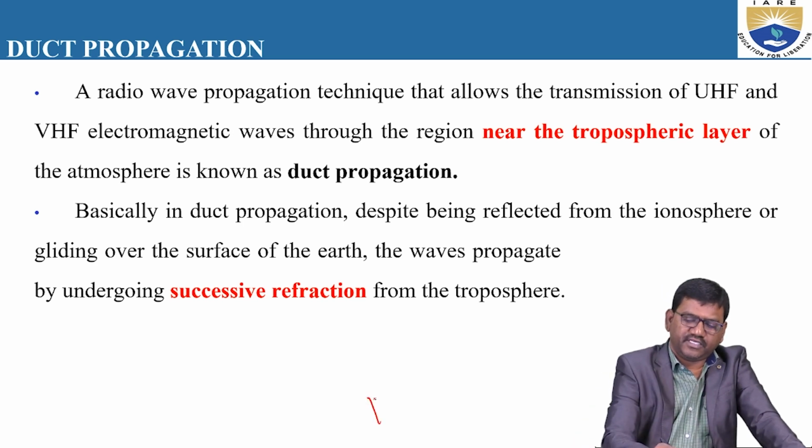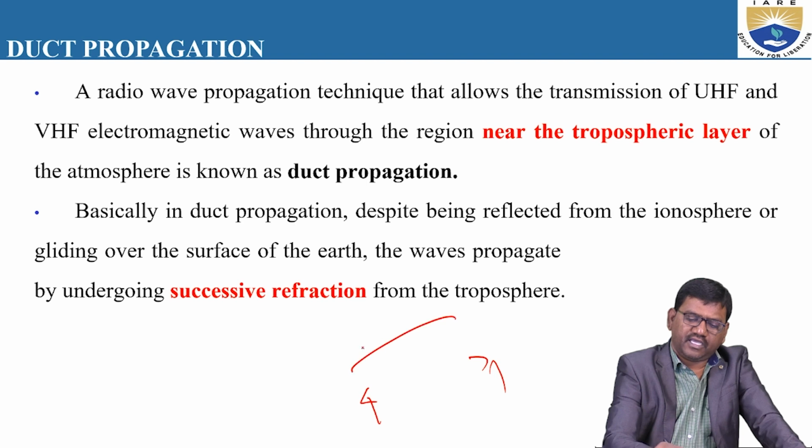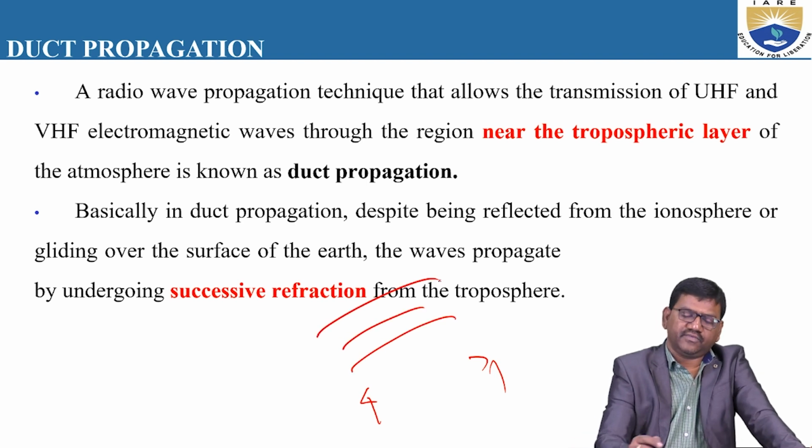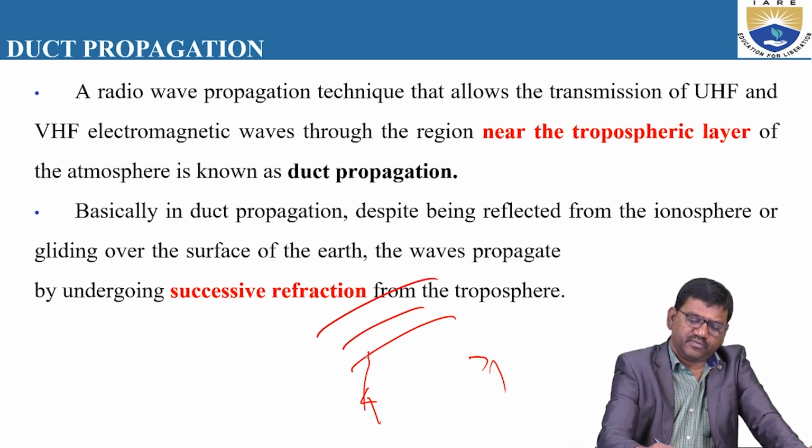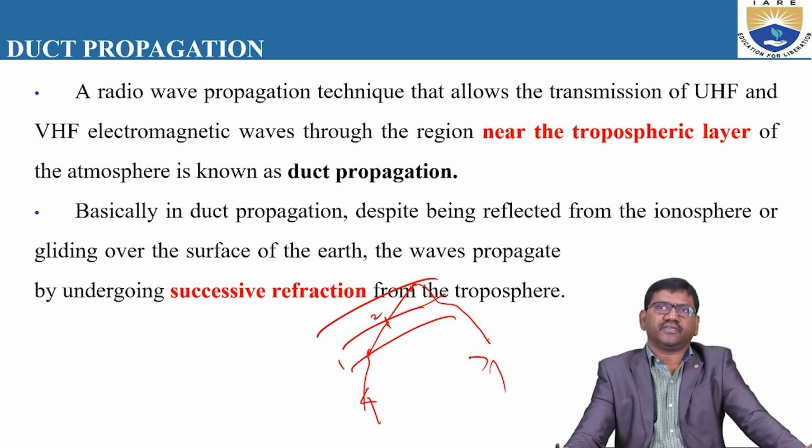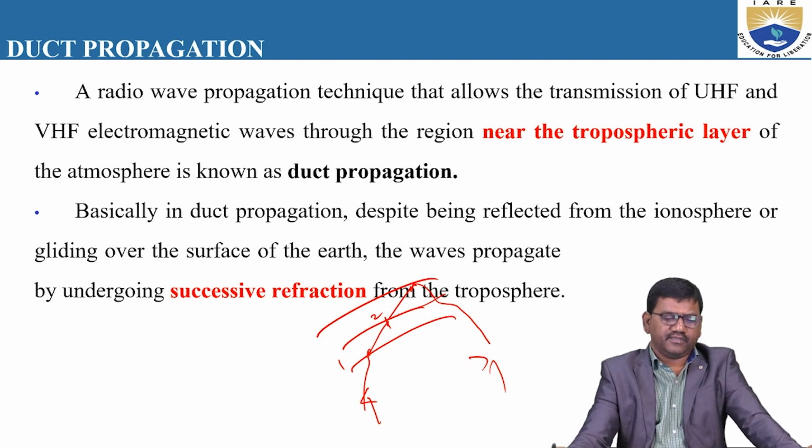So when we transmit a signal here, as it goes into any of the layers, it travels through multiple refractions. Here there is one refraction happening, where the wave slightly bends. Again another refraction takes place, and the wave slightly bends here. After traveling through multiple refractions and reflections, the wave finally reaches the receiving antenna. Hence the name successive refraction or super refraction. This is duct propagation.